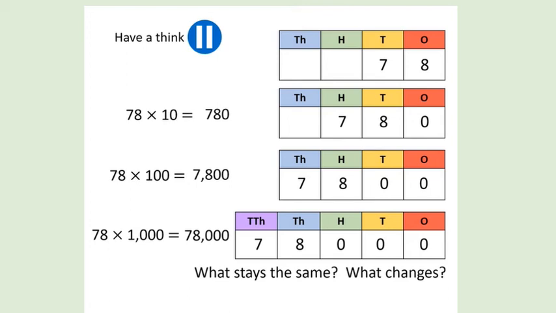Right, I bet you've all noticed that the numbers are the same. 78 is seen on every place value grid. The only thing that is different is where it is placed on the place value grid. For 78 multiplied by 10, it has been moved one place to the left. For 78 multiplied by 100, it has moved 2 places to the left. And for 78 multiplied by 1000, it has moved 3 places to the left. The other thing that you may have noticed is that a 0 has appeared on the place value grids. This 0 has been used as a placeholder.